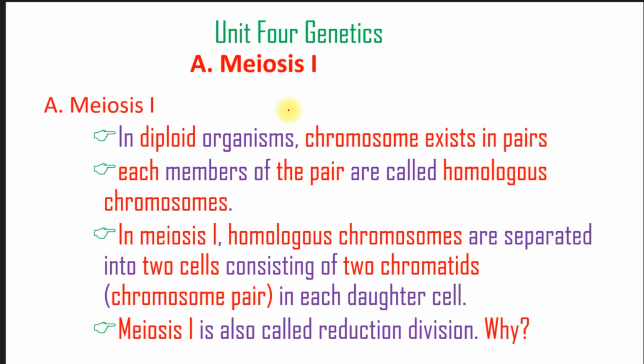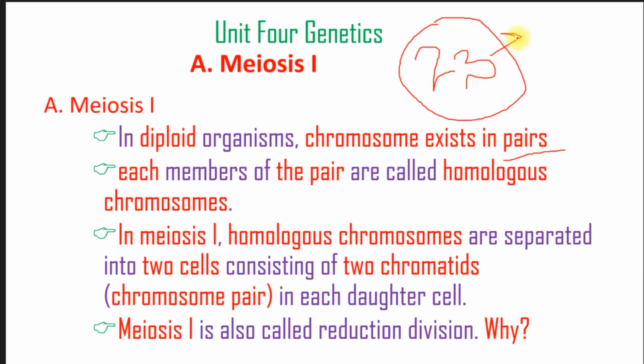So the early diploid cells have chromosomes existing in what? Pairs, exist in pairs. So let's assume that this one cell has 23 pairs of chromosomes, or in singles, they are known as 46 chromosomes.